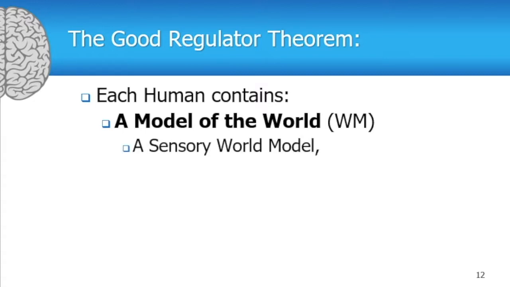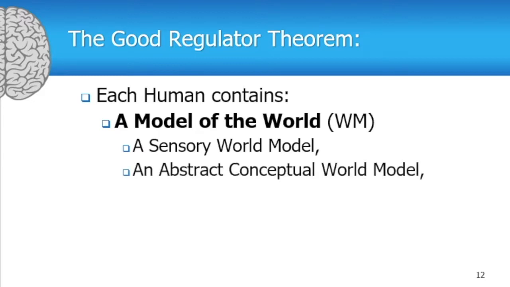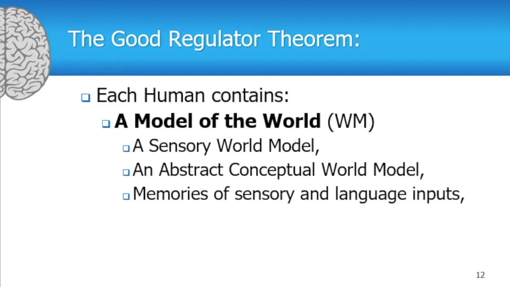The world model contains a sensory world model, which can predict future states of the sensory world, plus an abstract conceptual world model, which is just a small slice of humanity's shared abstract conceptual world model, and the memories of past sensory and language inputs. This is one way we can learn to predict future states of the world. We assume the future will be like the past.